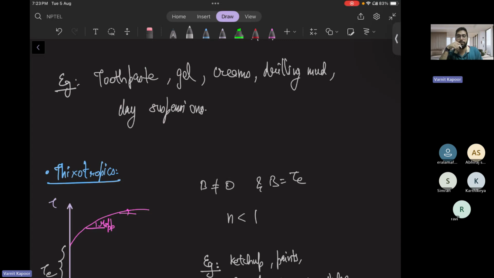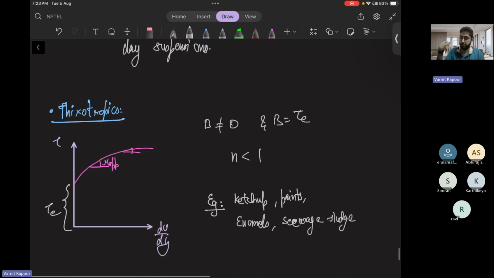Karthikeya, what do you say on this? Does your ketchup get thicker or thinner with time? Sir, I think it will become thinner. Thinner. So we have observed in nature that when the ketchups are kept for too long, they get more liquid-like. Okay, they get wasted. So with time, the viscosity of thixotropics decreases.